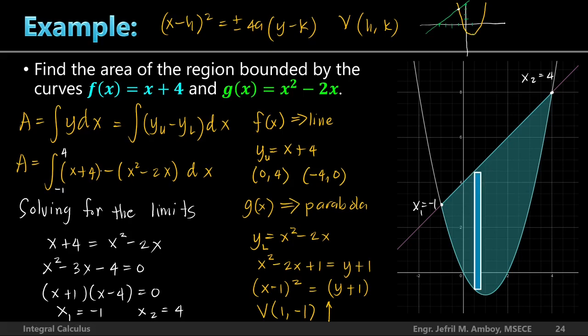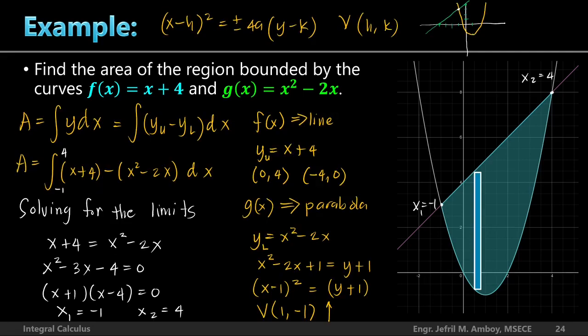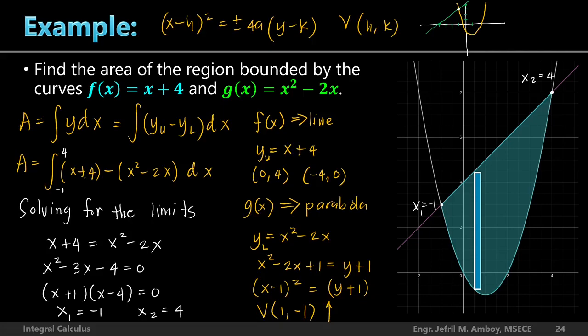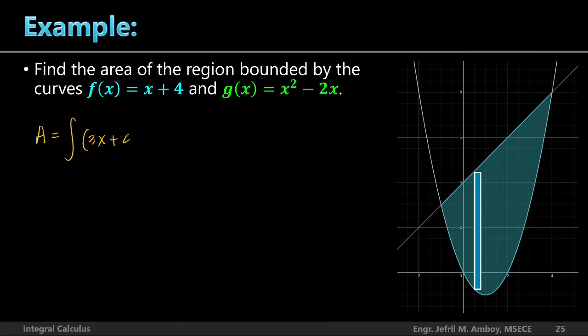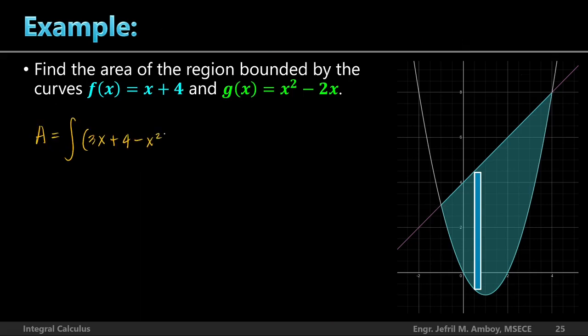Now, sa next slide, sulat na natin yung area na integrate natin. Area is equal to the integral of x minus negative 2x is positive 3x. So, 3x. Tapos, plus 4 tapos minus x squared. At yan ang ating i-integrate from negative 1 to 4. You know, again here, x1 is negative 1 and there, x2 is positive 4. Now, we are ready to integrate.